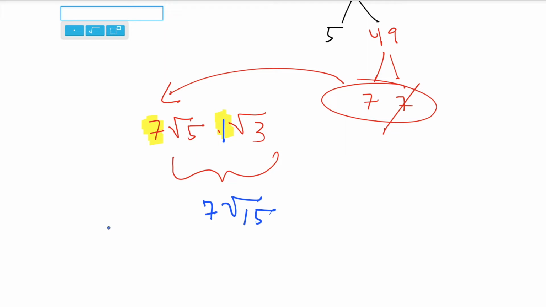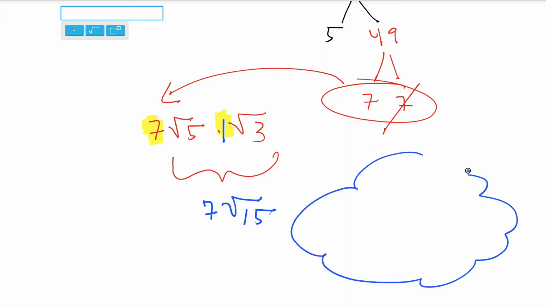But you may create something inside that you have to now take out. Like if we had done 7 root 5 times root 25, what would that become? 5 times 25 is 125. Okay, so it'd be 7 root 125, but now you have to take something out of the 125.